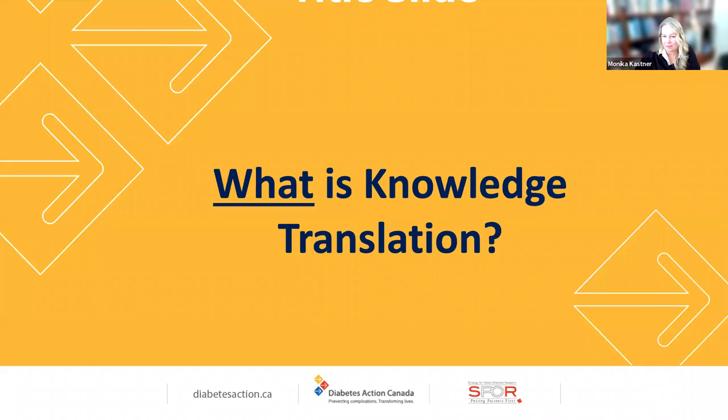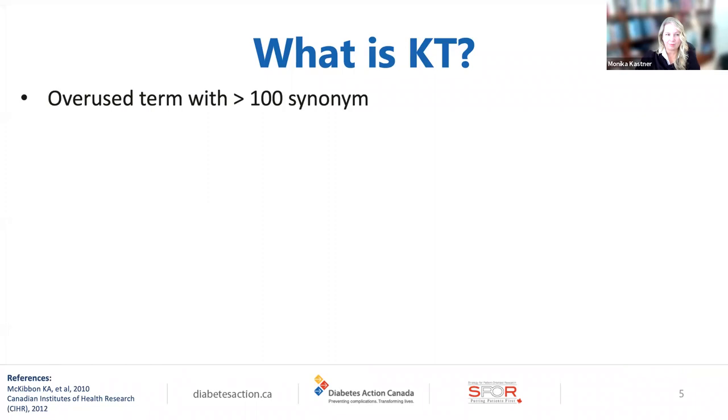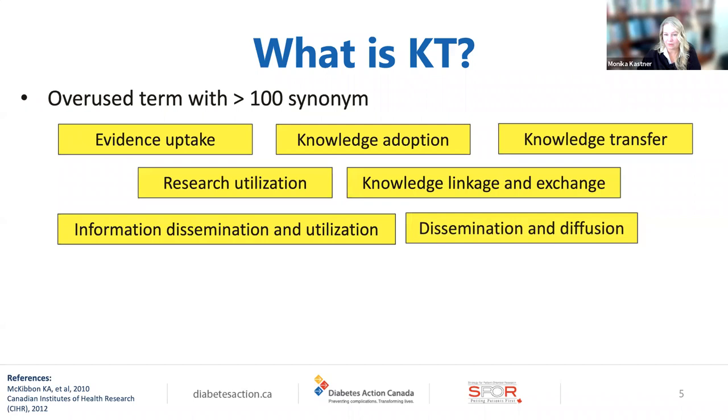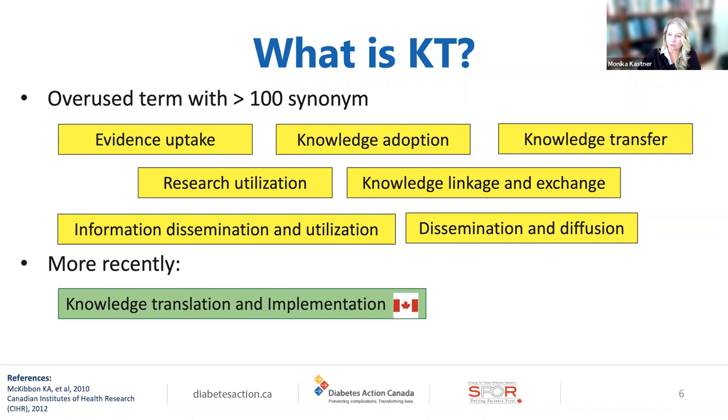So there's a ton of different terms to describe knowledge translation. It's actually quite an overused term, with about 100 synonyms, which really does make conducting KT research a little bit challenging. And I'm sure that you've seen some of these terms being described for knowledge translation, everything from research utilization, dissemination and diffusion, knowledge transfer, and so forth. And more recently, knowledge translation and implementation, that sort of phrase has been used a lot in Canada.